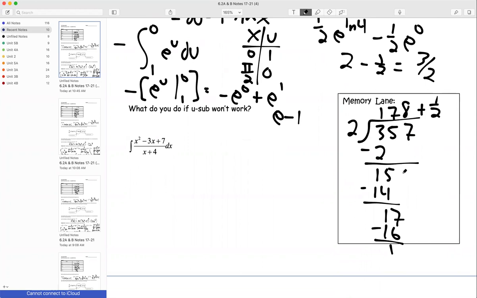U substitution is not going to work. Wait, wouldn't you? I mean, you could let u be x plus 4, but why can't you just factor out the top? No, never mind, because what are the factors of 7? Exactly. And then you could let u be x squared minus 3x plus 7, but then the du, it's not going to work. So what does that line mean in the middle? It means divide, so here we go, we're going to divide.